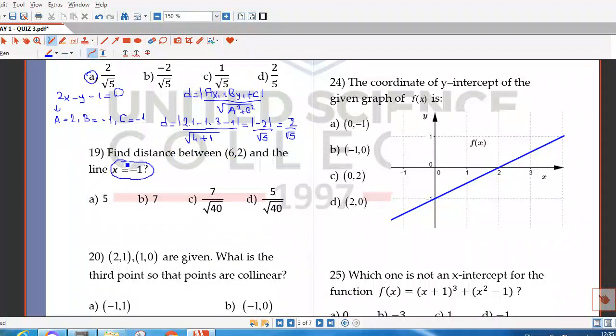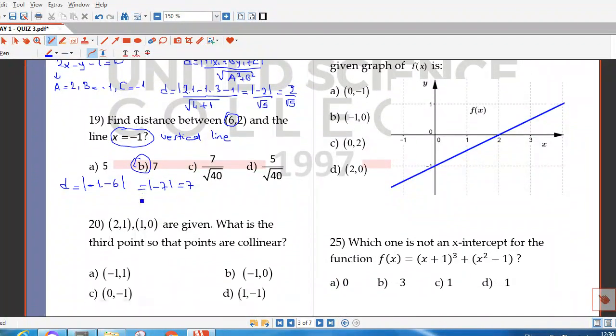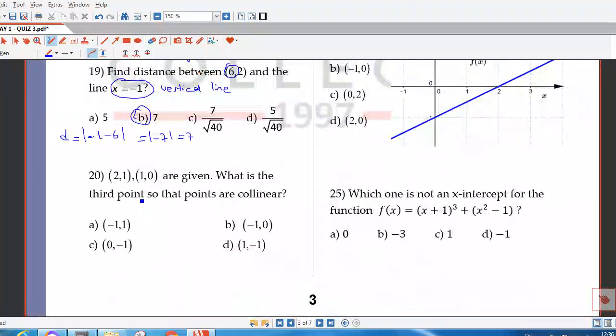The line is special, which is vertical. We can use the shorter way. I mean, we can apply this way for a multiple choice question. The distance will be the difference of, since the given equation is x equals a number, and the x coordinate of your point. It will be the absolute value of negative 7, which is going to be 7. The answer is B.